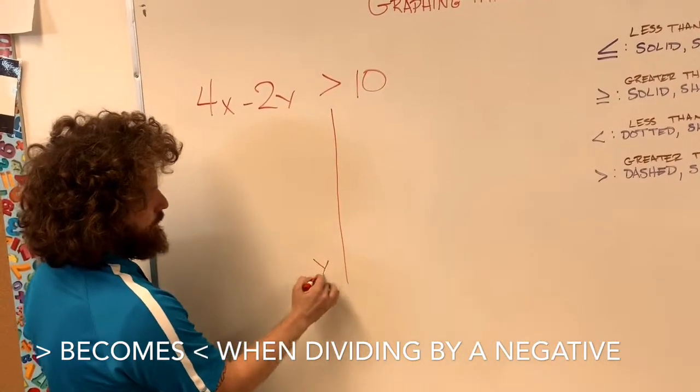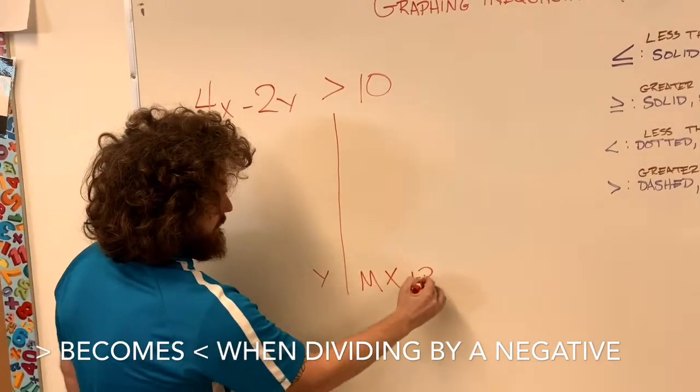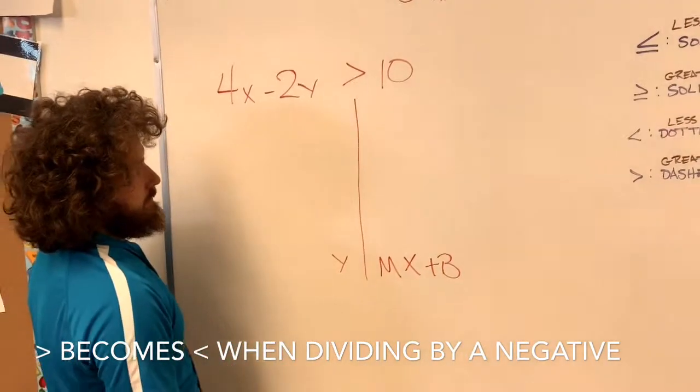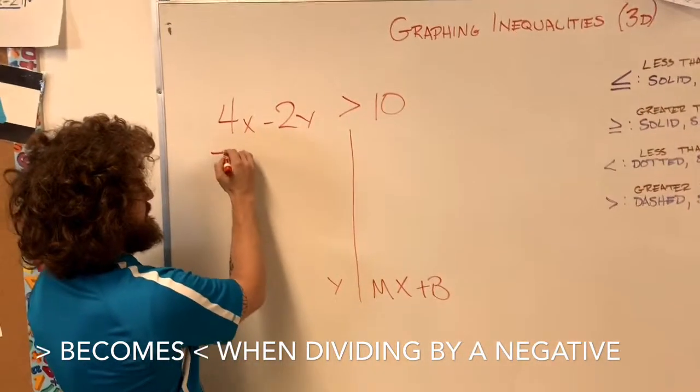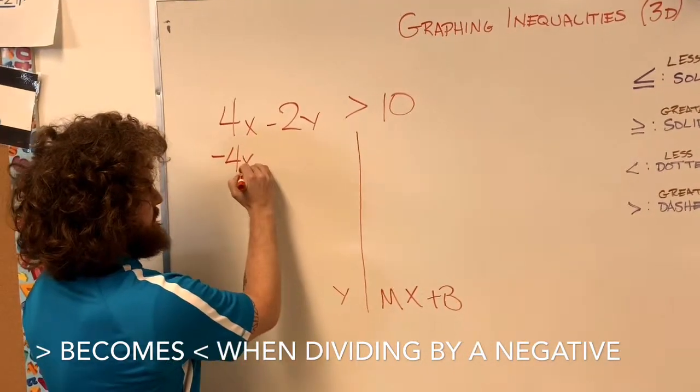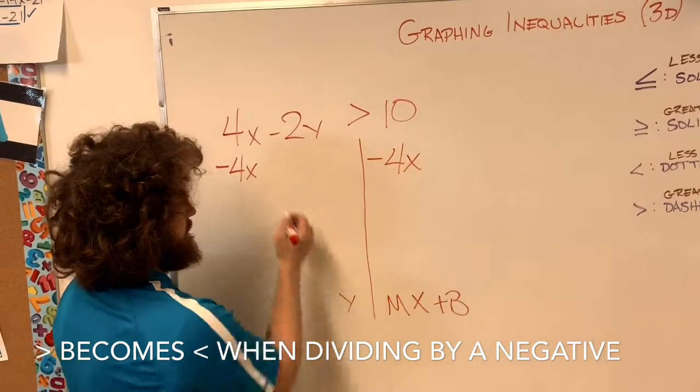Here we got another inequality. Again, with the end in mind, make it a y in relation to some mx plus b. I'm going to subtract these 4 x's to move them to the right side of my equation.